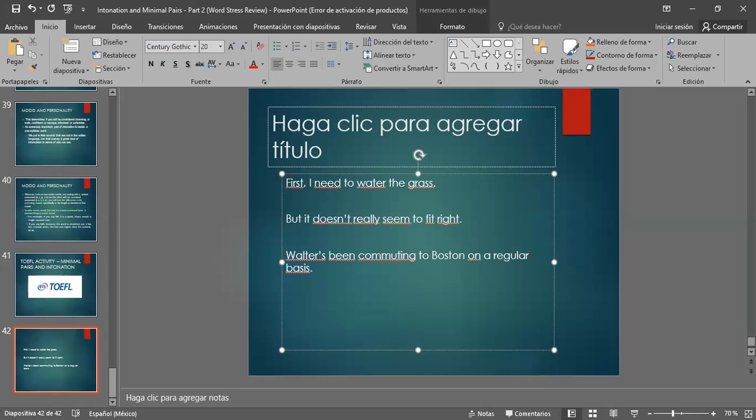Number 4. Did Bob memorize every detail in the chapter? He wasn't able to master the lesson. Ojo. He wasn't. Wait a minute.